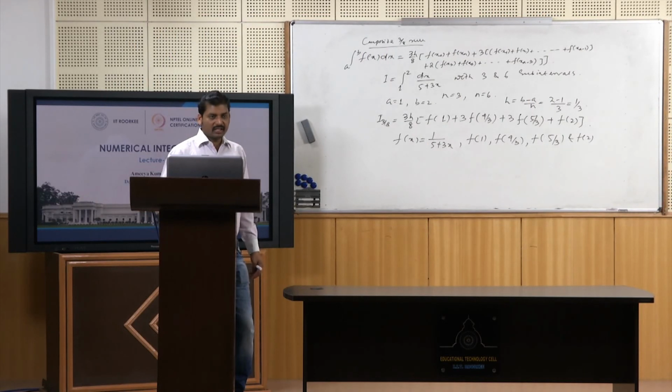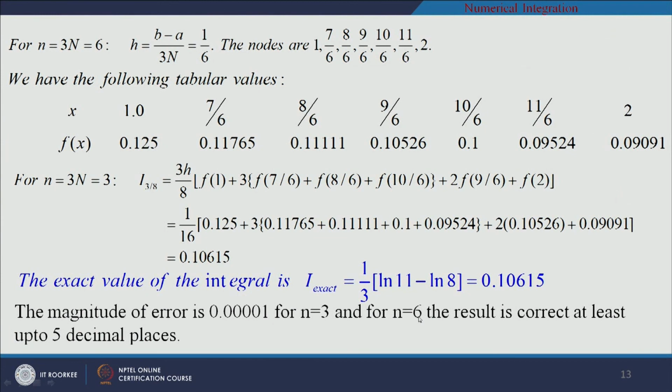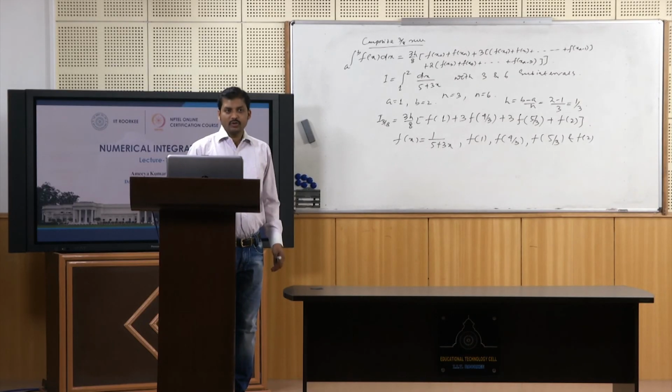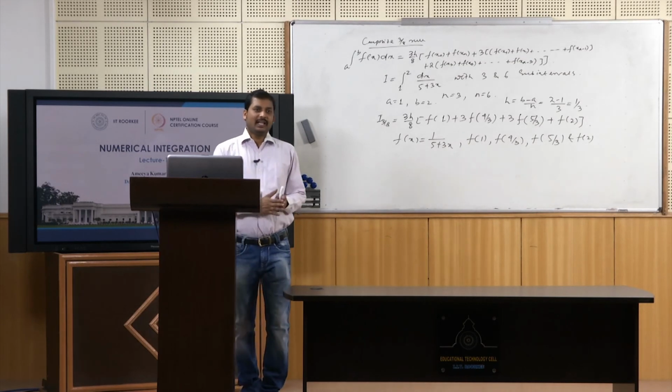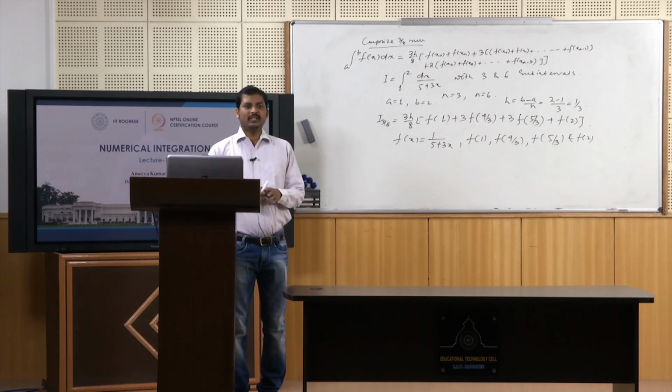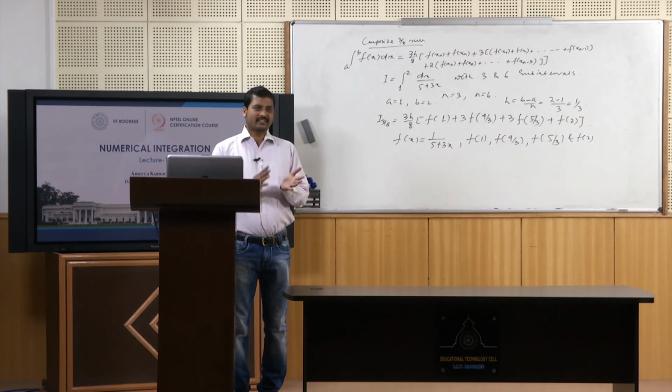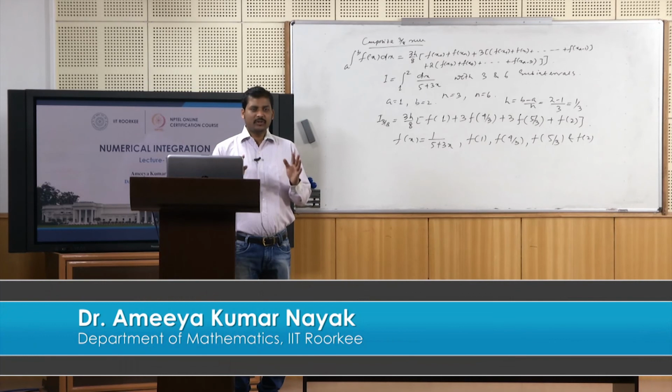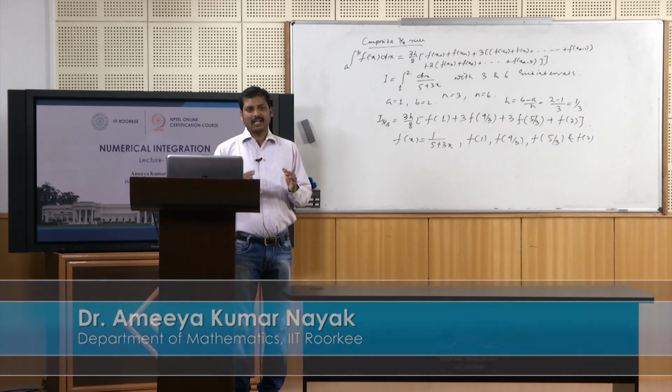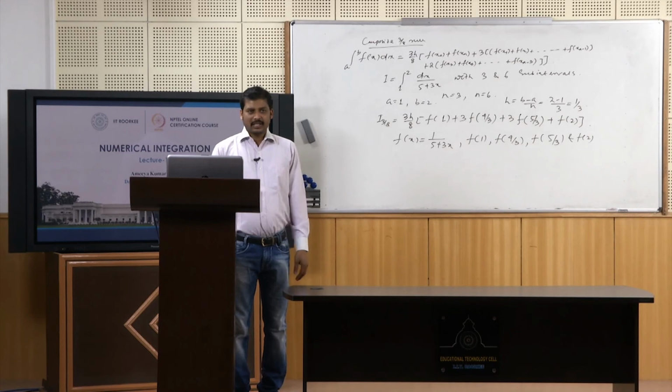And if you compute the magnitude of error, for n equals 3 we get this value as 0.00001, and for n equals 6 the value is correct at least up to 5 decimal places here. So the conclusion is that if we use a larger number of subintervals, the computed numerical solution gives accurate values matching the exact solution. But if you consider fewer intervals, then the error increases. Thank you for listening to this lecture.